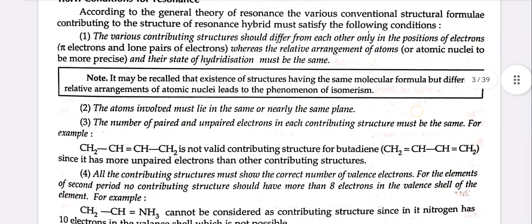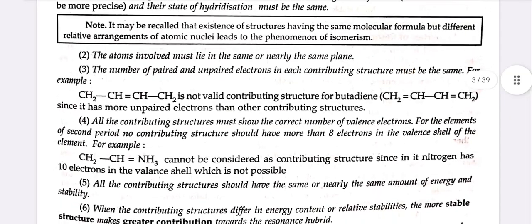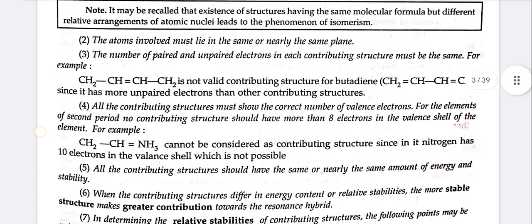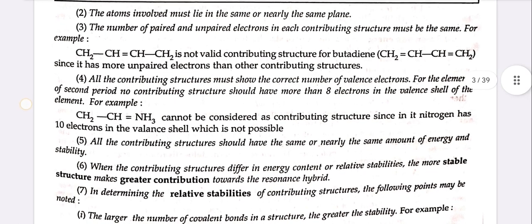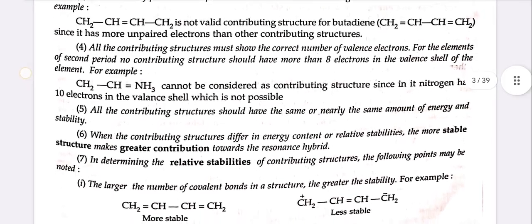Fourth, all the contributing structures must show the correct number of valence electrons. For the elements of the second period, no contributing structure should have more than 8 electrons in the valence shell of the element. For example, CH2 CH double bond NS3 cannot be considered a contributing structure since in it nitrogen has 10 electrons in the valence shell, which is not possible. Fifth, all the contributing structures should have the same or nearly the same amount of energy and stability. Sixth, when the contributing structures differ in energy content or relative stability, the more stable structures make a greater contribution towards the resonance hybrid.